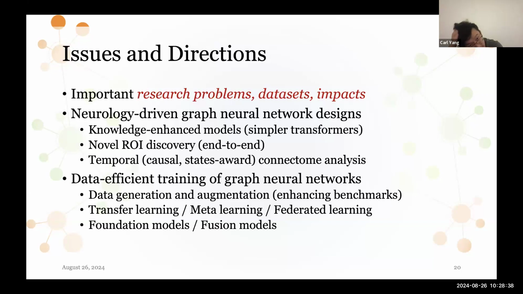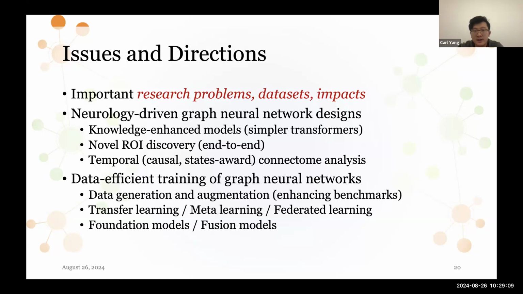So last, I want to talk about some issues and directions, especially future directions, as we want to talk about in this workshop. So some of the research problems we are currently working on include how do we develop more neurology-driven graph neural networks? Meaning, how can we incorporate some of the neurological knowledge into the design of the framework, right?